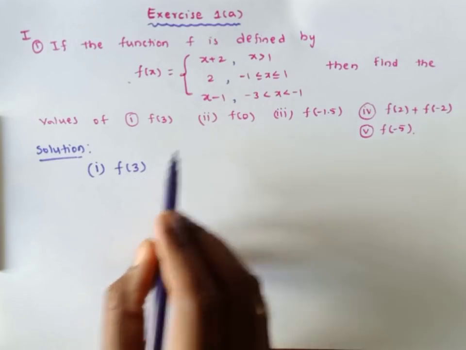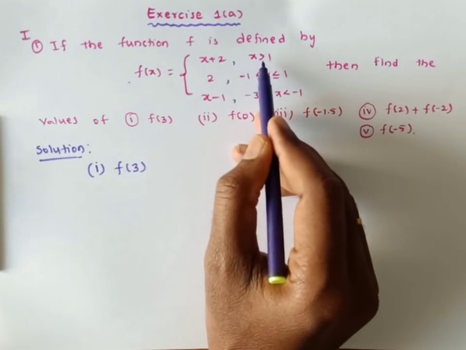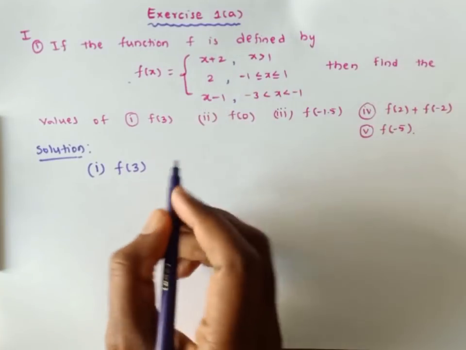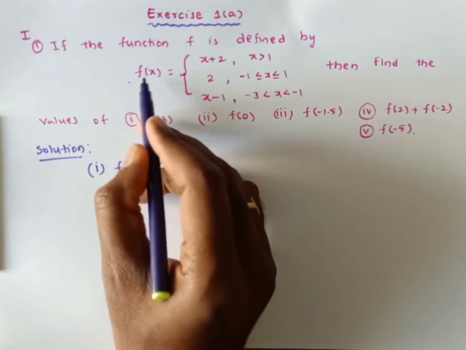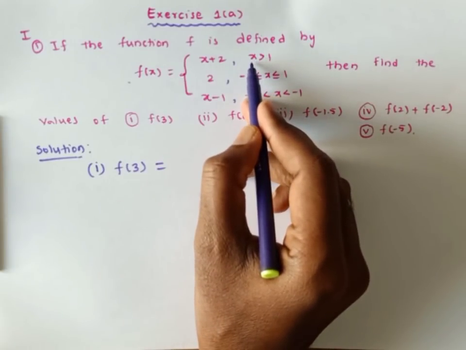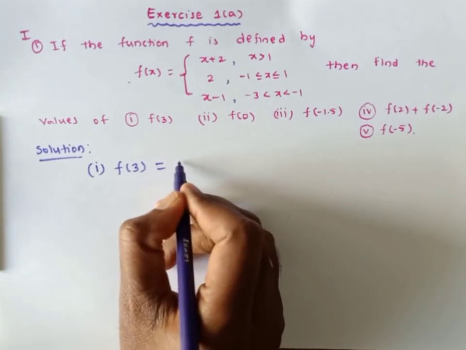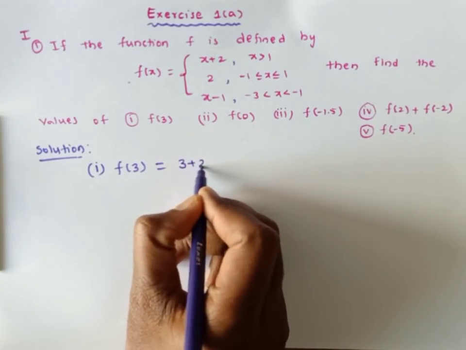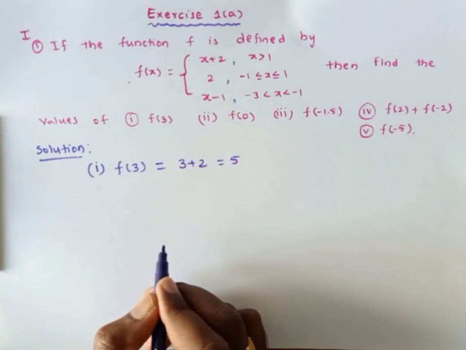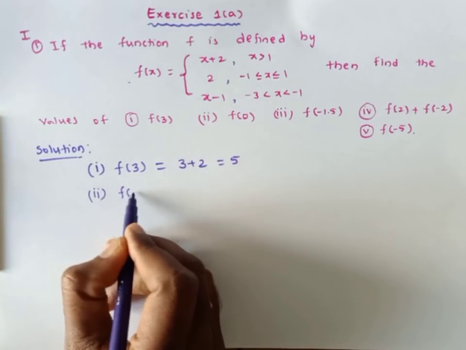Here x is greater than 1 means more than 1, and 3 is more than 1, so you need to use this function. So f of 3 is equal to x plus 2, when x is greater than 1. The value of x here is 3, therefore it is more than 1. Now replace x with 3, so 3 plus 2 is 5. Clear? Now the next one, f of 0.